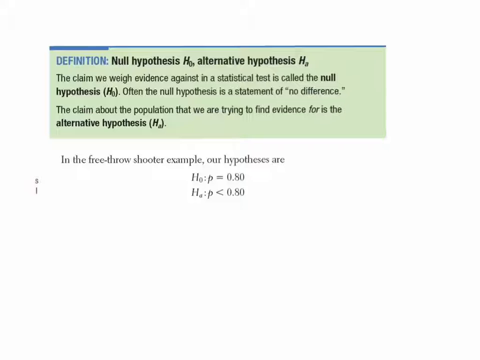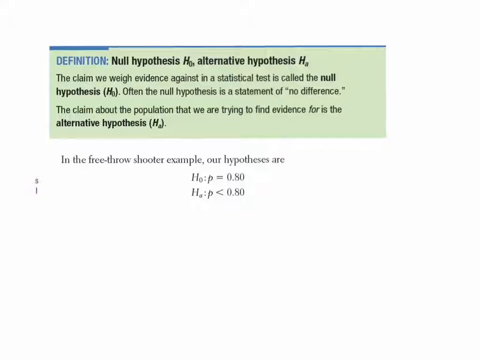We've got to define some things. Now, when making a claim, that claim is going to be associated with a hypothesis. If you read that definition, I would take that down in some notes. The claim we're weighing evidence against in a statistical test is called the null hypothesis, the H sub O, or I call it the HO. It's kind of just a joke. Often the null hypothesis is a statement of no difference. So we say that we're assuming that something is true or is what we say it is.